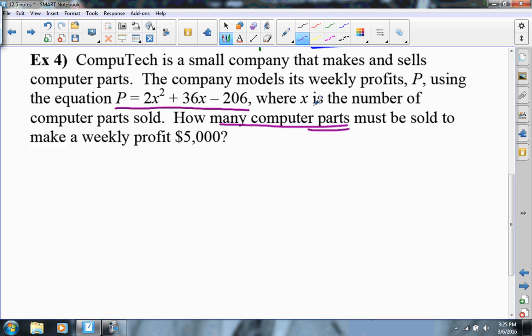So the computer parts, that's X. X is the number of computer parts. So we're going to be solving for X. And then they tell us that the weekly profits are 5,000. And that's what P is. P is our weekly profits. So my first step then is going to be to substitute in the 5,000 for the P, and then rewrite the rest of the quadratic.